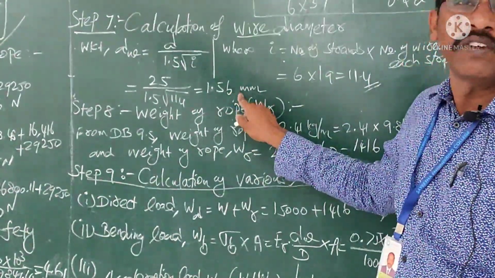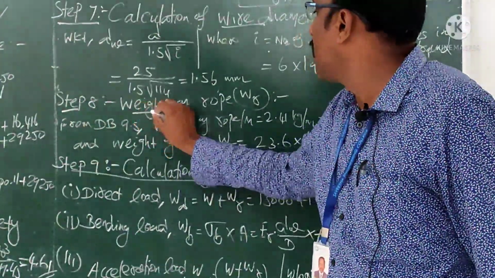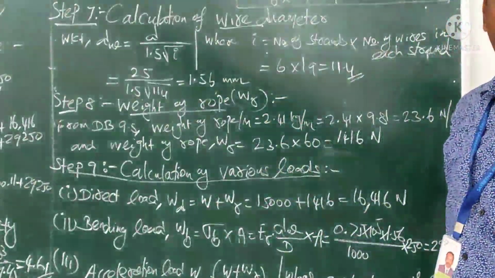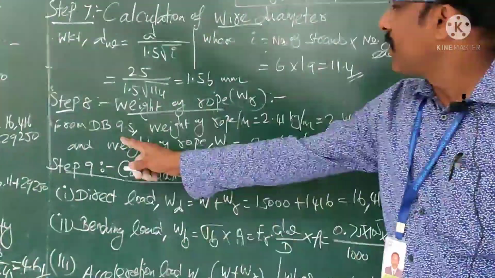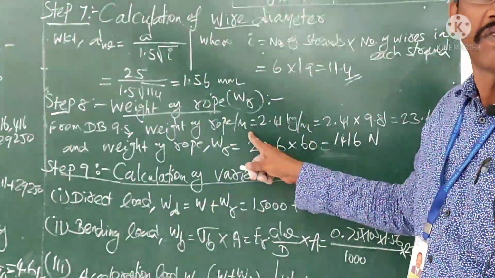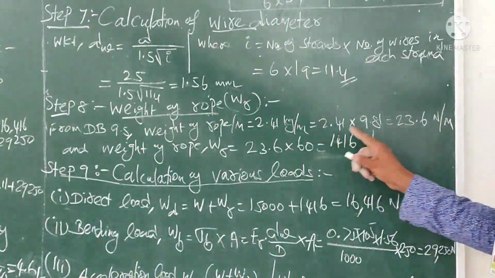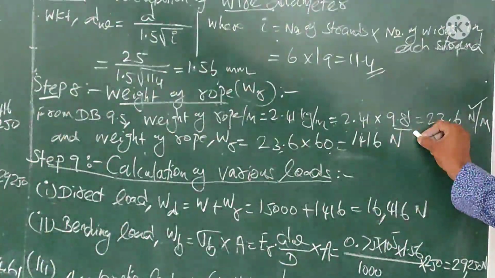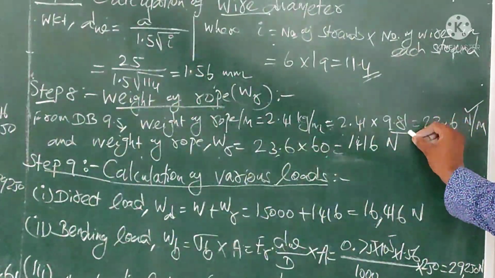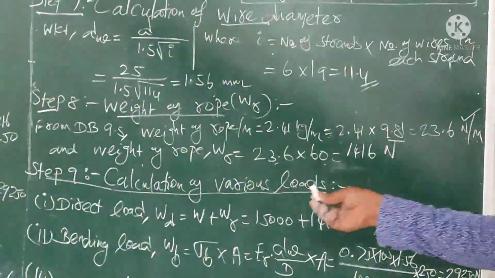You will get 1.56 millimeter. Step number 8, we need to calculate weight of rope, that is WR. From data book page number 9.5, weight of rope per meter for our selected belt is 2.49 kg per meter. We need to multiply by 9.81 for changing into Newton per meter. We get the value as 23.6 Newton per meter.